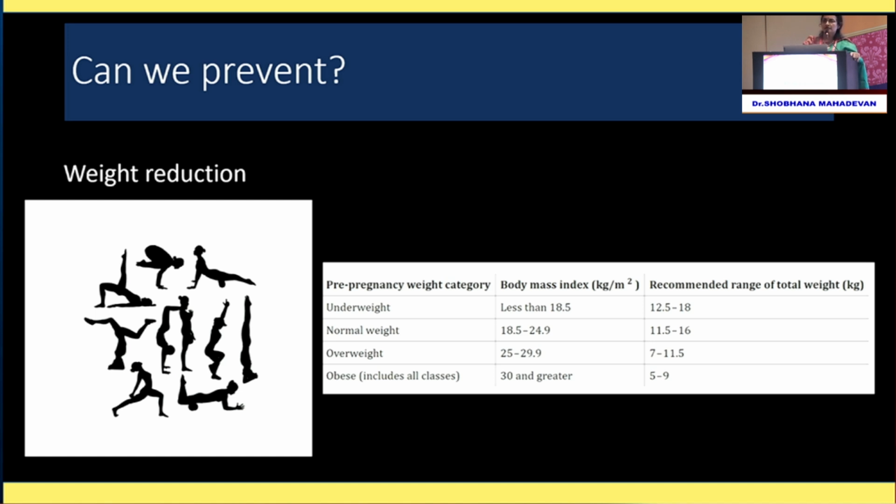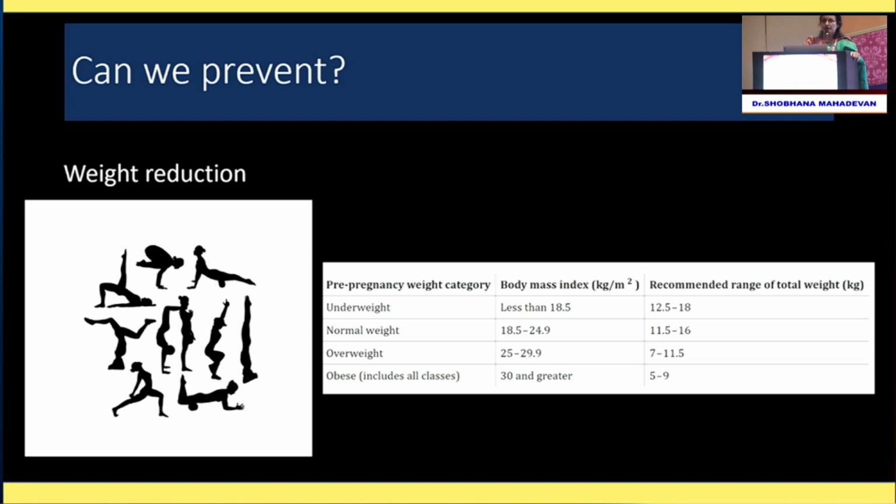And we have standard weight gain recommendations according to their category of weight, whether they are underweight, normal weight, overweight or obese. But I think this scenario is again changing. A weight gain of 7 to even 12 kilos in an overweight individual is not acceptable anymore.